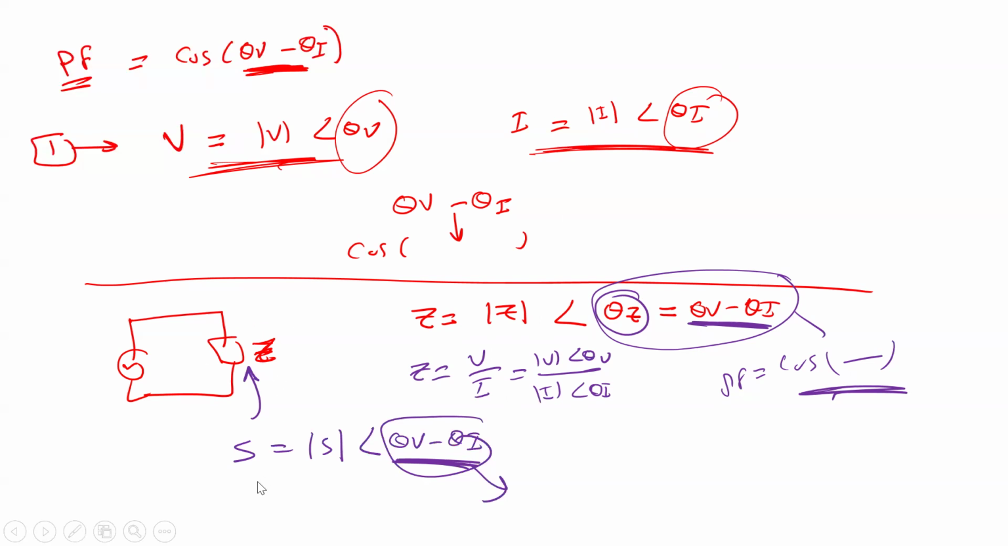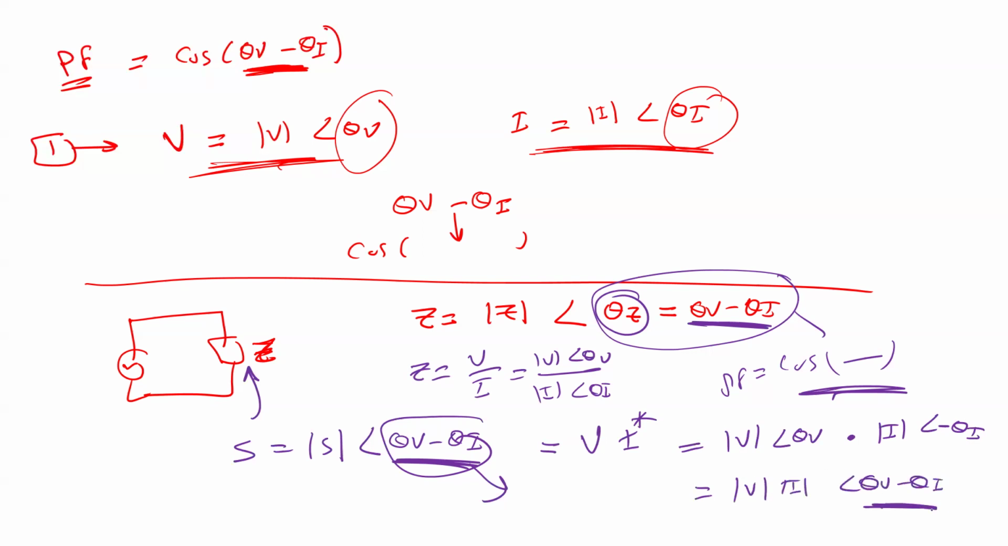If you don't have Z and you don't have V and I, but you have the power consumed, the angle of the power consumed is actually theta V minus theta I. You know why? I'm going to tell you why. Simply because, as I told you, this power is V times I asterisk, which is V with angle theta V times I with angle minus theta I. Minus because it is the asterisk. So if you do the calculation, it will be V times I with angle theta V minus theta I. Makes sense? So this is the third way. It depends on which values are available for you. Any questions?